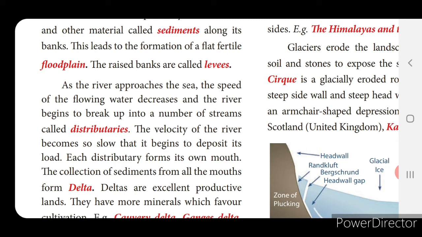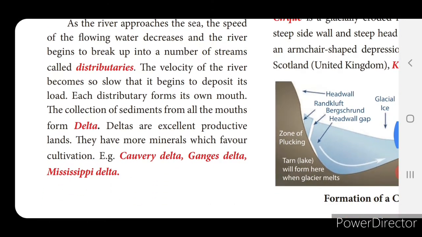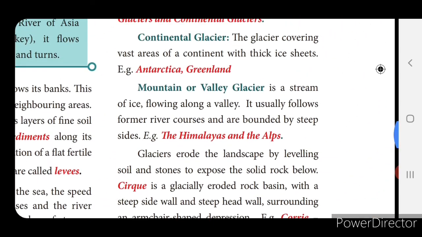The collection of sediments at a particular place we call the delta. All the distributaries will be meeting at a particular place and that place we call the delta. The delta will be rich in fertile soil. Nutrients will be rich in that place. So deltas are excellent productive lands and have more minerals which favor cultivation. Examples: Kaveri Delta, Ganges Delta, Mississippi Delta. Kaveri Delta around the river Kaveri, Ganges Delta around the river Ganges, Mississippi Delta around the river Mississippi.